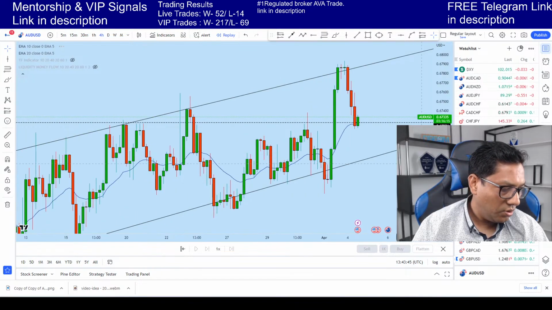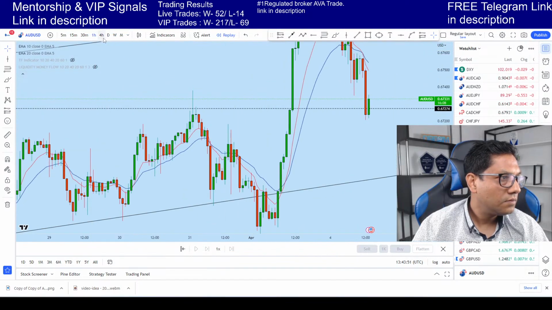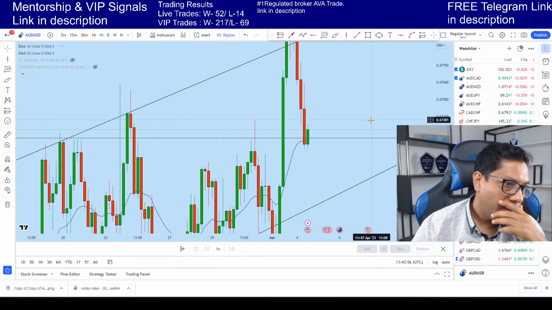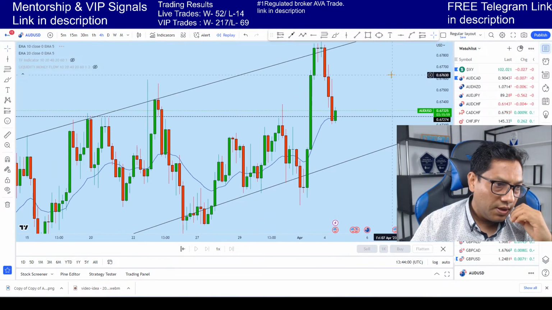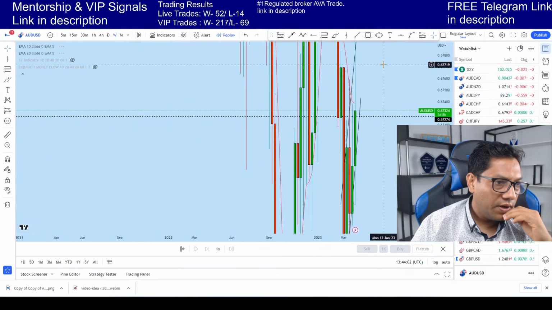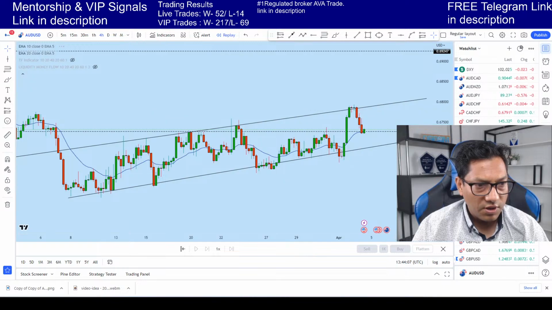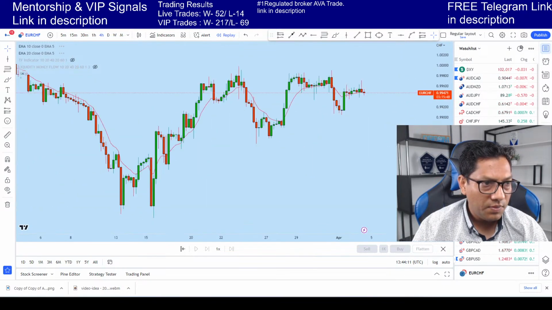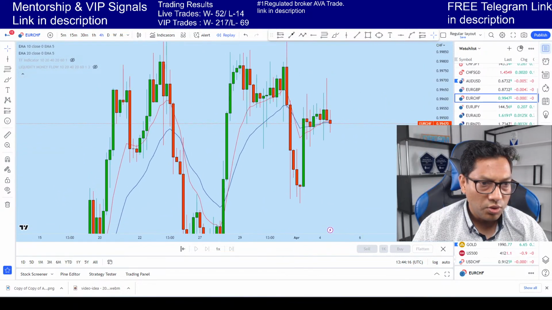We see that AUDUSD, as I mentioned, looks like it is trying to form a bullish market structure, and from the bigger picture AUDUSD is a bullish market. Let me see what it's trying to do. I'm just quickly scanning through all of them to see who is doing what.